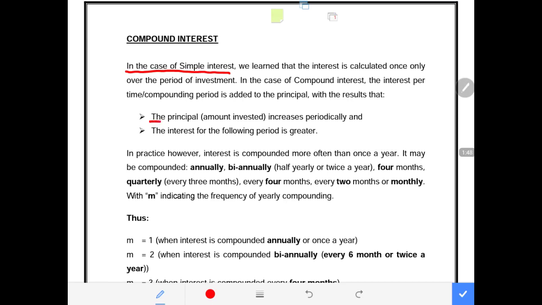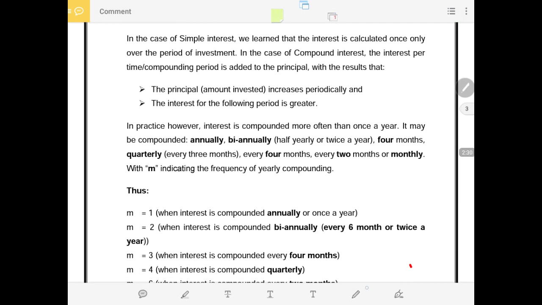It's clearly stated that the principal amount, or the amount invested, increases periodically. That means every time the interest is earned or compounded, it will be added back to the amount that we have invested. And the interest for the following period is greater than the interest of the previous period, because the interest for the first period will be based on the amount we have invested. Then that interest will be added to the amount that we have invested, meaning the interest for the following period will be based on the amount we have invested plus the interest of the first period. I will explain all of that as I proceed with the activities.